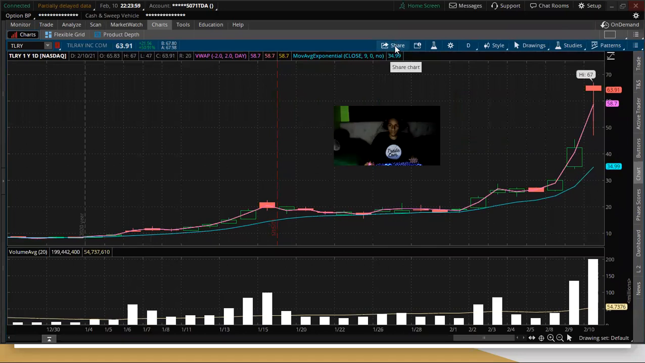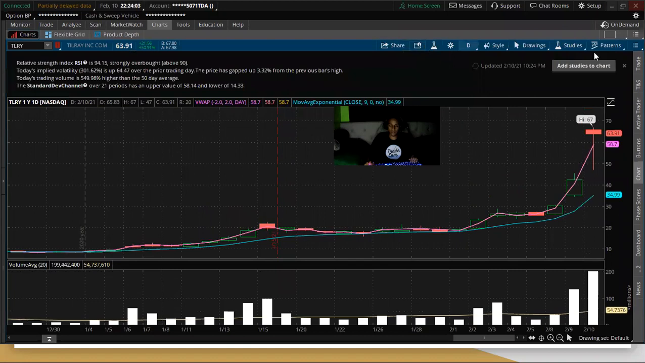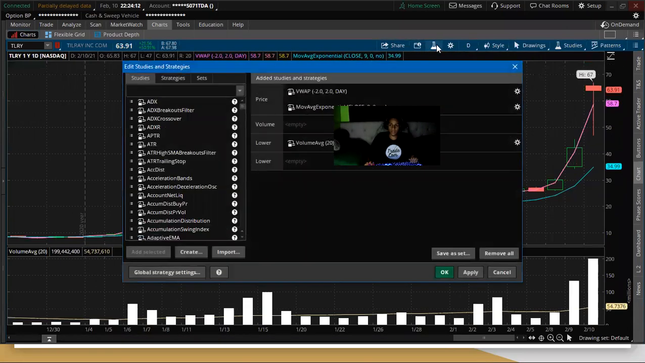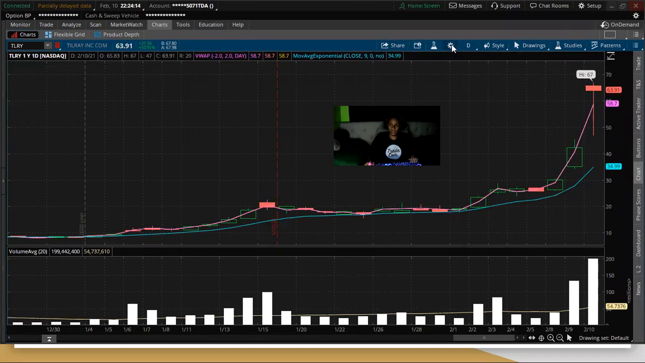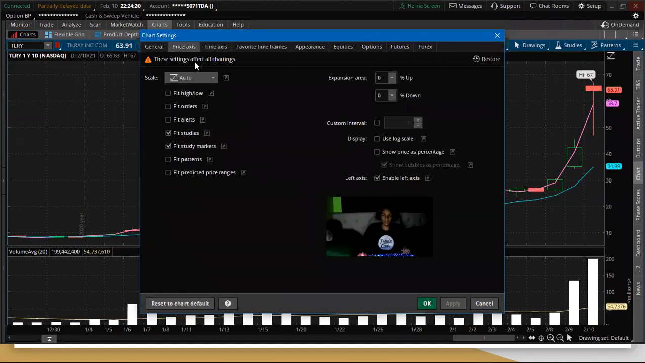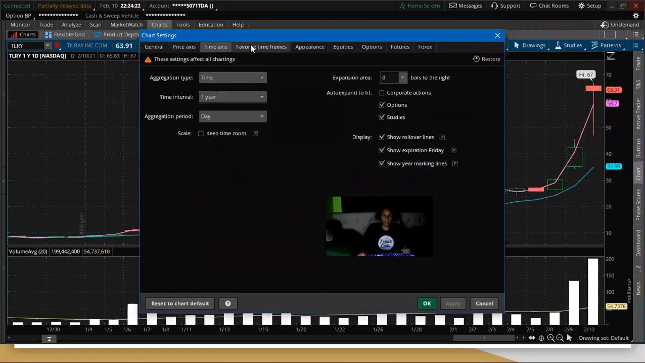So share. Do not worry about this. Describer, you don't have to worry about this either. And click on that, Edit Studies. So you could get a little shortcut over here to edit studies if you want to add something quickly. You have this gear if you want to personalize your charts. Pretty much you don't really have to mess with this either. Everything is pretty much set.